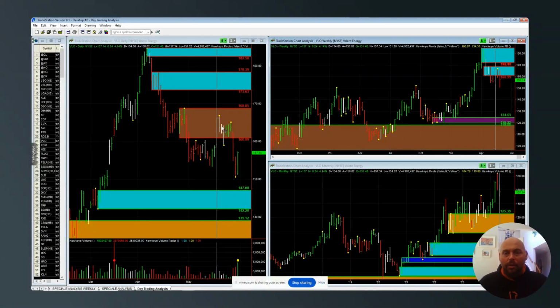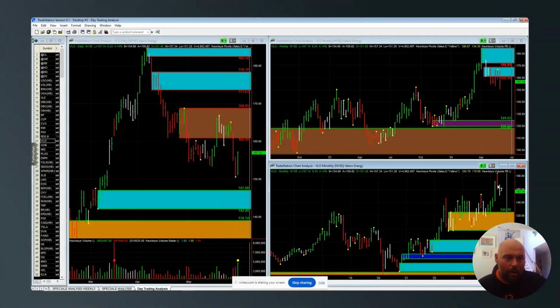If I'm at resistance on a daily chart and I'm at resistance here on a weekly chart, does that put the odds in my favor? It sure does. And if I look at the monthly chart, because we just made all-time new highs, we haven't necessarily developed a zone yet, but take a look at that prior candle.